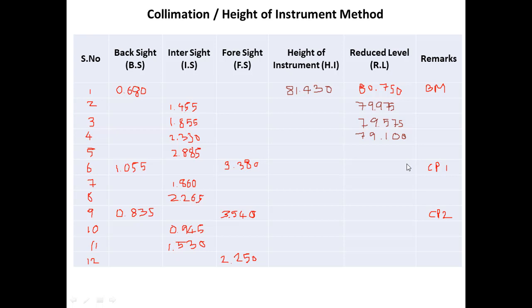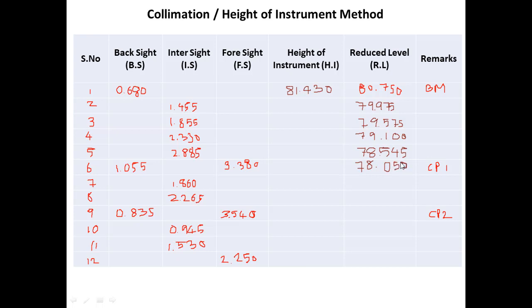Next, 81.430 minus 2.885 is 78.545. So next, 81.430 minus 3.380, that is 78.050.